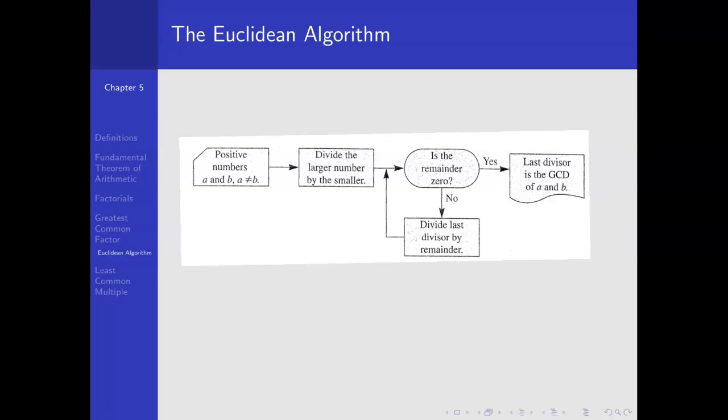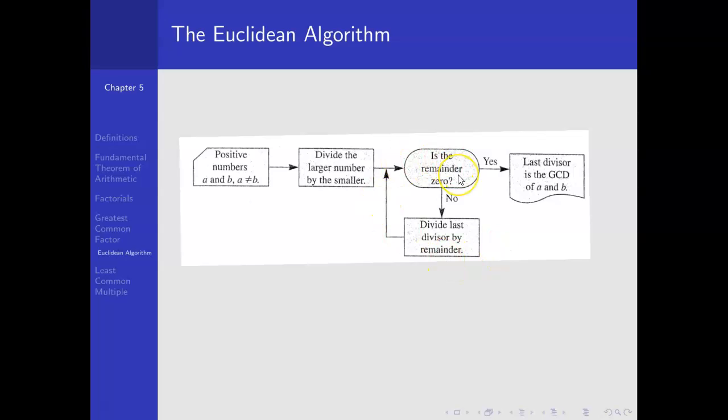Now, this brings us to the Euclidean algorithm. The way we are going to apply it is to follow this flow chart, because it shows us exactly what to do to use that lemma and find the greatest common factor, greatest common divisor here. Remember, algorithm means step by step, and this flow chart tells us step by step what to do. We start with our positive whole numbers, A and B. We divide the larger number by the smaller one, and then we see if the remainder is 0. If the answer is no, we divide the last divisor by the remainder, and we repeat.